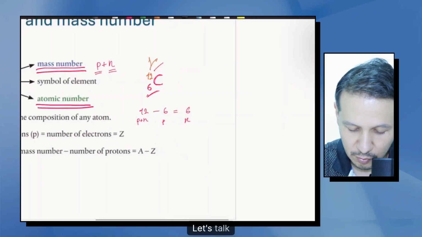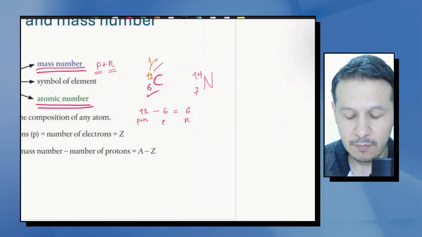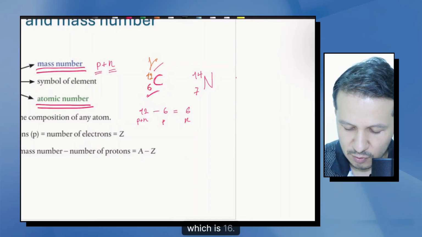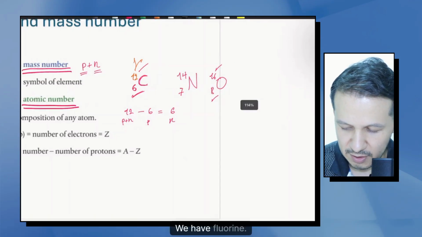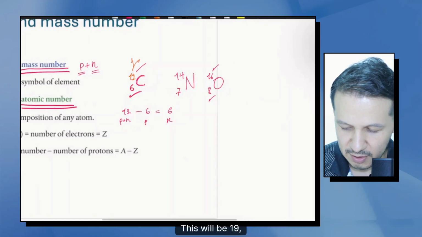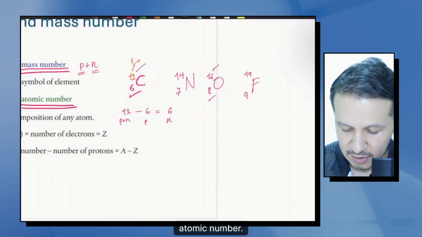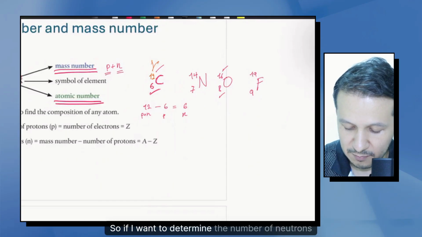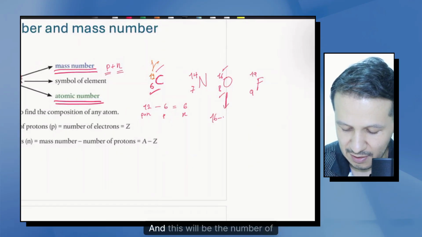Another example, let's talk about nitrogen. We have 7 as the atomic number, and we have 14 as the mass number. We have oxygen, which is 16, and here we have 8. 16 will be the mass number, and 8 will be the atomic number. We have fluorine. This will be 19, the mass number, and 9 will be the atomic number. So if I want to determine the number of neutrons of oxygen, it's just 16 minus 8, and this will be the number of neutrons.